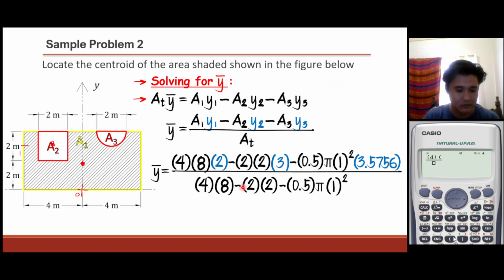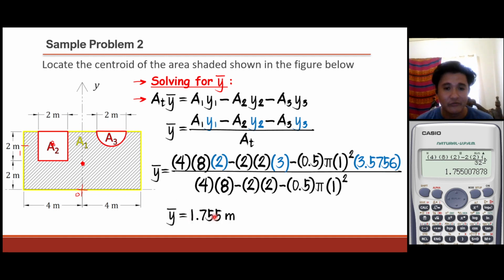Solving for this value of y bar, we get the answer: 4 by 8 times 2, minus 2 by 2 times 3, minus 1/2 pi r squared times 3.5756, over 32 minus 4 minus 1/2 pi. Our answer is y bar is equal to 1.755 meters.